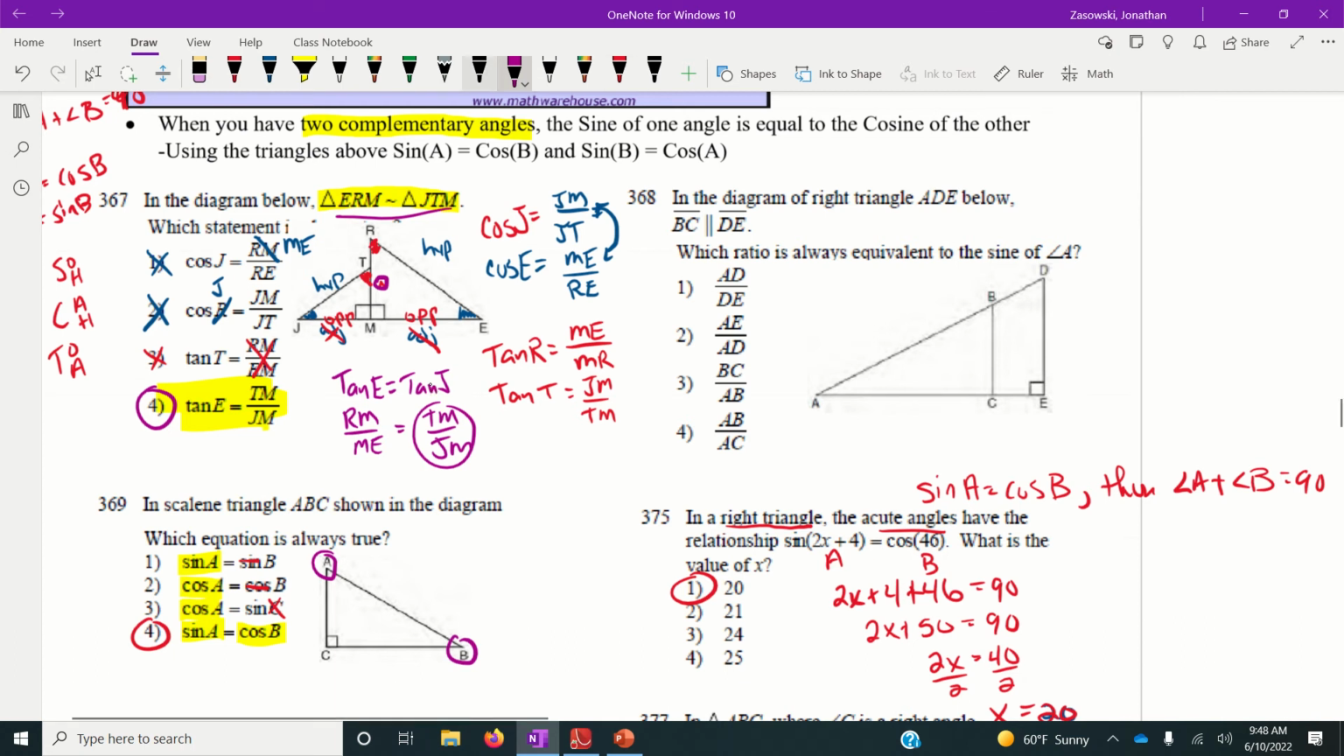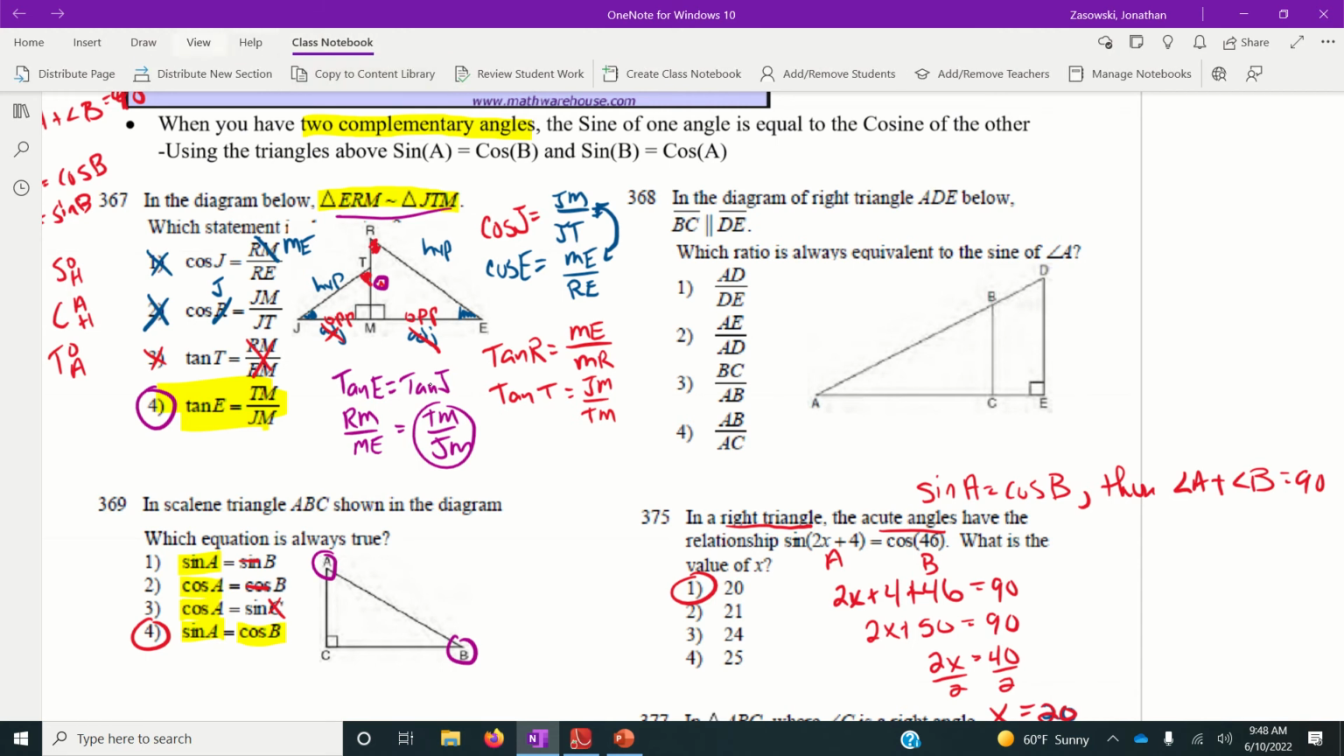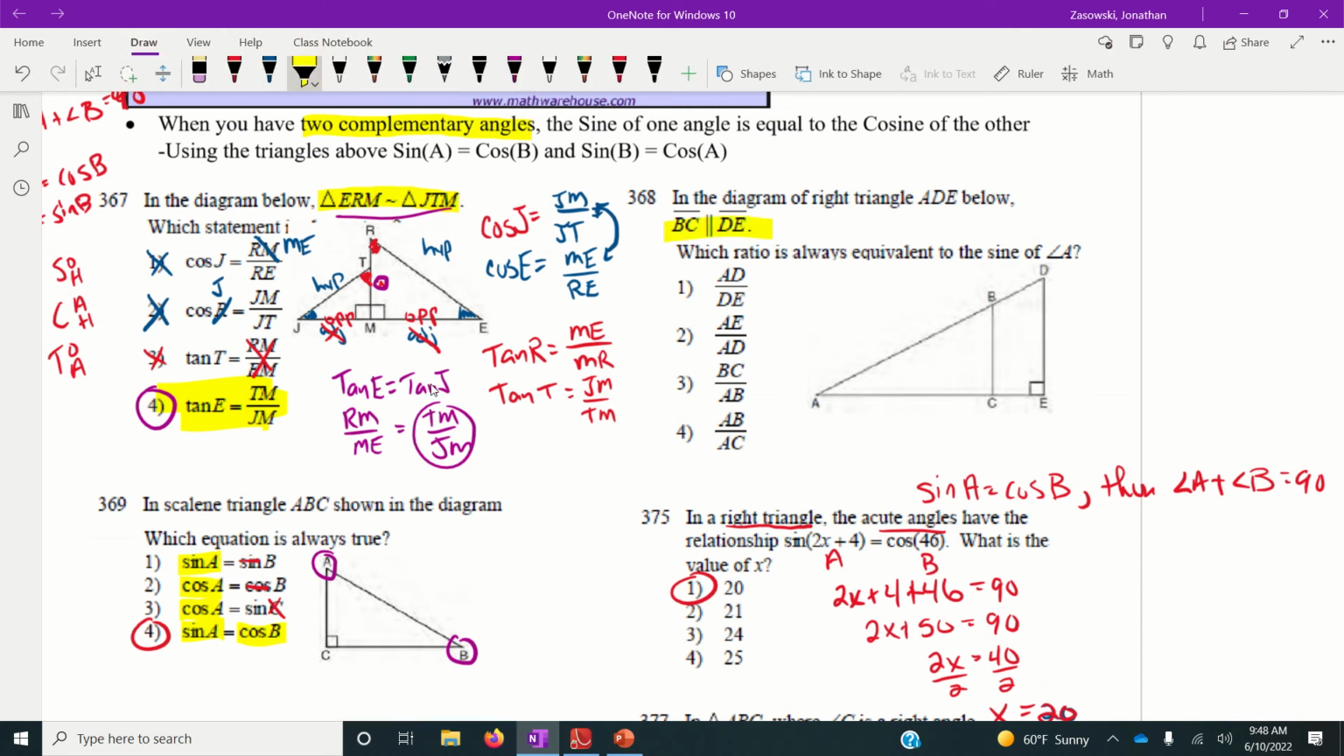368 is the same type of question. Here we know that the lines are parallel to one another. And so if they're parallel, that tells me that these angles have to be equal and they share angle A. So that means that we have two triangles once again, and these two triangles are going to be similar. So if it says which ratio is always equal to the sine of A, we are going to check the sine of A in both triangles.